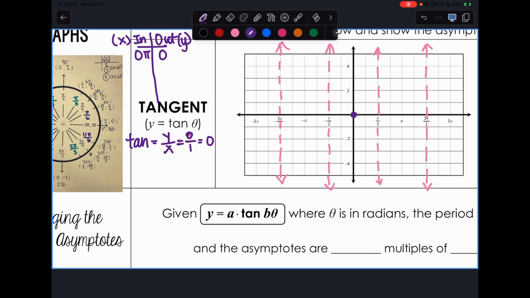Tangent is opposite over adjacent. So it's y over x, sine over cosine. Okay. So when we see the ordered pair from 0 pi, you look at the x and y, put y over x. Okay? This is cosine and this is sine. So you put sine over cosine for tangent. Does that make sense? Okay. Cosine is x because it reads the adjacent side of any angle, okay?